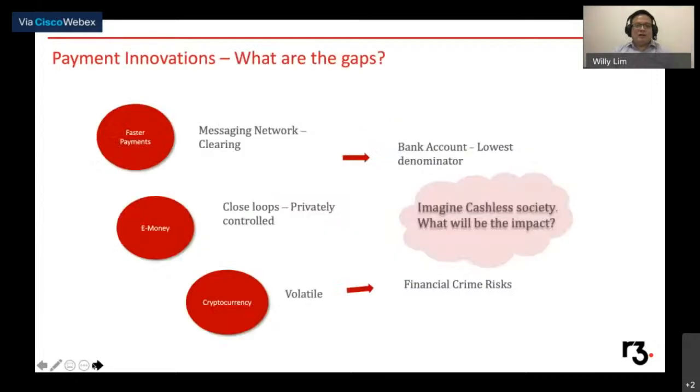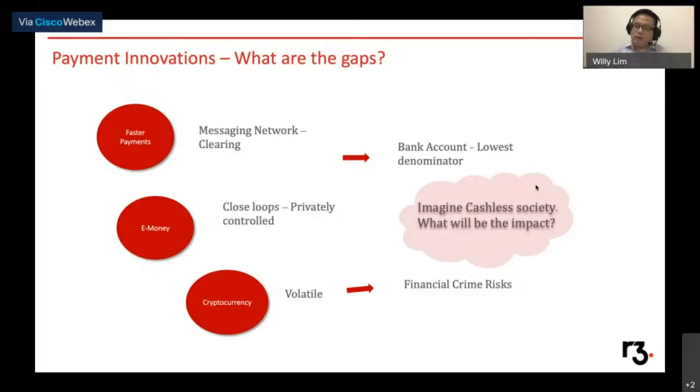Now, moving on, let's compare CBDC with probably the most common answers. Why do we need CBDC, since we already have innovations like faster retail payment, or even e-money? There are three things. Number one, faster payment: no matter how fast it is, it is just a messaging network that still requires clearing.